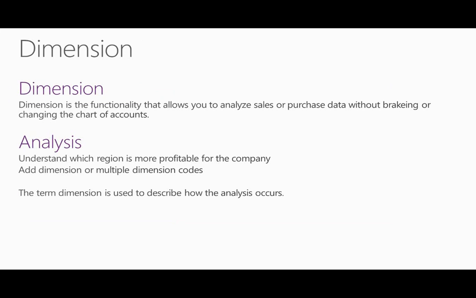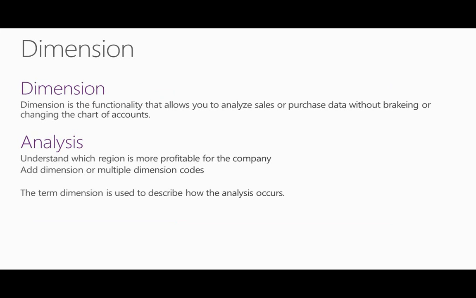Before we start, I'd like to remind you what dimension functionality is. Dimension is the functionality that allows users to analyze sales and purchase data without breaking or changing the chart of accounts. With dimensions, it's possible to create different analyses, like understanding which region is more profitable for the company. By adding dimensions or multiple dimension codes, it is possible to make different kinds of analysis. The third dimension is used to describe how the analysis occurs.